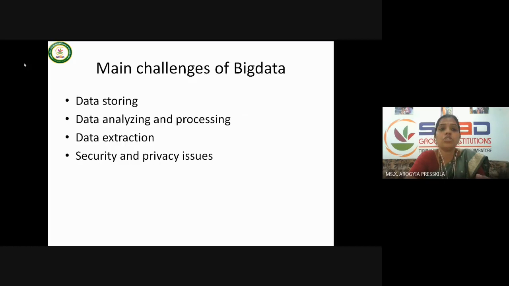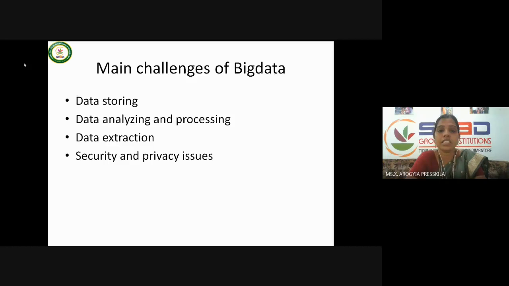So what is data storing? In big data there are so many data. Whenever you want to store the data, you don't know where the data will be stored, because in big data the data is stored in a distributed manner. So you don't know where the data is stored. It is one main drawback. So data storing is a main challenge. Where the data is stored, whether it is available or not, whether it is secure or not, you don't know.